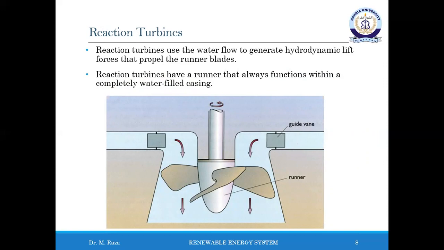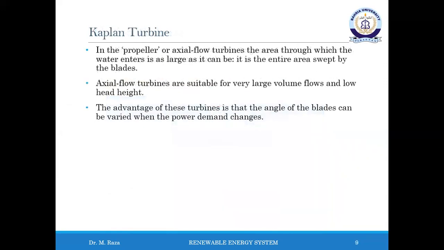The Kaplan turbine is the type of propeller turbine with adjustable runner blades as well. The advantage of these turbines is that the angle of the blade can be varied when the power demand changes. These types of axial flow turbines are suitable for very large volume flow and low head height. The mechanical equipment for adjusting turbine blades and guide vanes increases cost but improves efficiency over a wide range of flows.